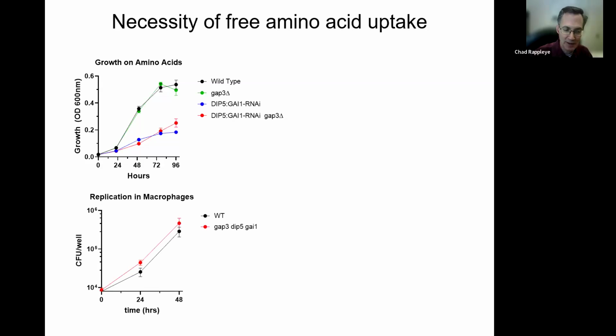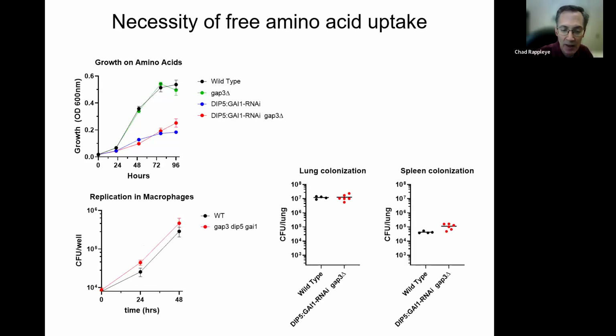Surprisingly, it had very little effect on it. So down here, we're just showing the replication of Histoplasma within the macrophage over 48 hours. You can see the wild type grows nicely, just as well as the triple transporter deficient mutant. But that was in vitro, so we also did a test in vivo, and we saw the same thing.